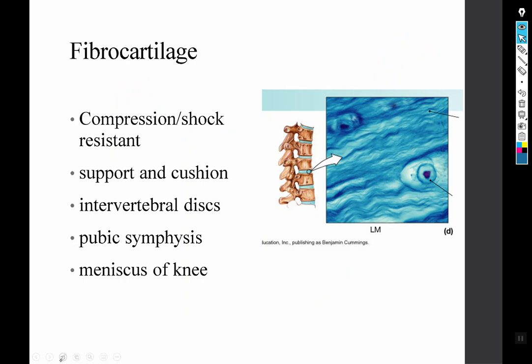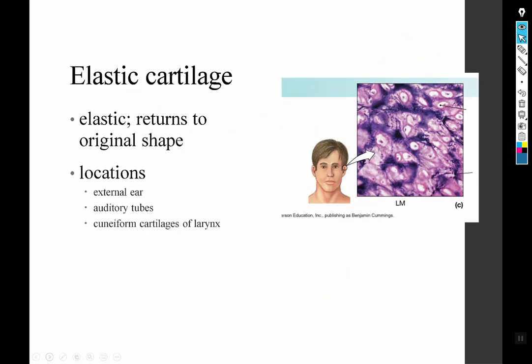Elastic cartilage is probably my favorite tissue to look at histologically because it's beautiful. So you've got a lot of it in certain places. So the external ear, this is why you can taco your ear and it goes right back to the way it was. I would add to this that there's a small amount in your nose. But regardless, you can see these dark areas here. These are clumps of elastic fibers that give that elastic property to the cartilage.